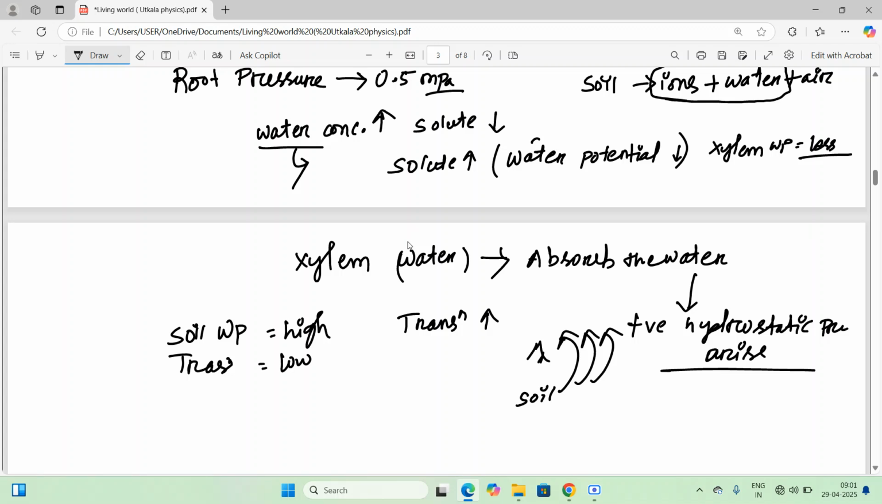When will positive pressure develop? When the xylem requires it. Then the positive hydrostatic pressure will arise. When rapid movement of water is already happening, the water content is also high in the xylem. Yes or no? Then why would the hydrostatic pressure arise? Hydrostatic pressure arises when the absorption of water is required and the xylem water concentration is less. Then the positive hydrostatic pressure will arise.